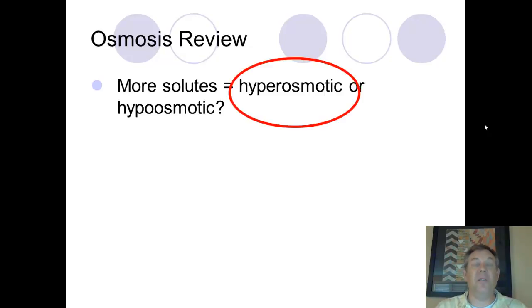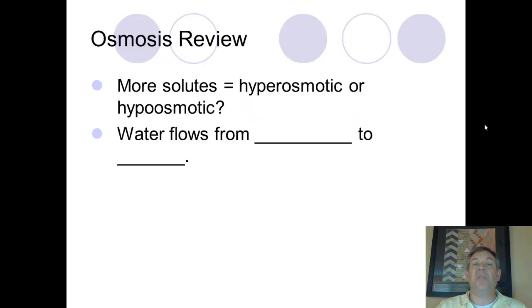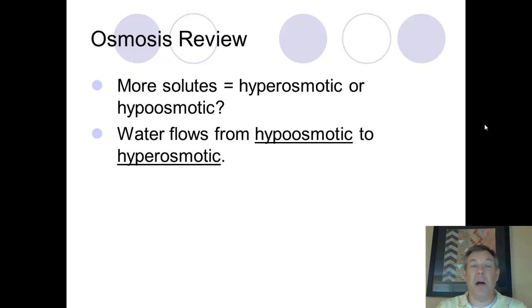The correct answer is hyperosmotic. Hyper means more, and so if you have more solutes, you're hyperosmotic. And so then water flows from which to which? Does it flow from a hyperosmotic to a hypoosmotic environment, or does it flow from hypoosmotic to hyperosmotic? It flows from hypoosmotic to hyperosmotic. The water is always going to flow toward where you have more solutes dissolved until the solute concentration is equal.